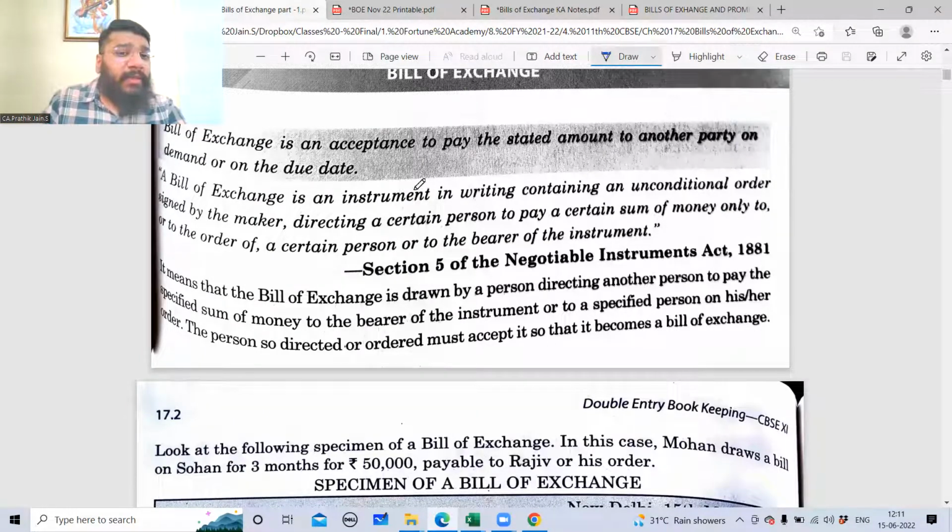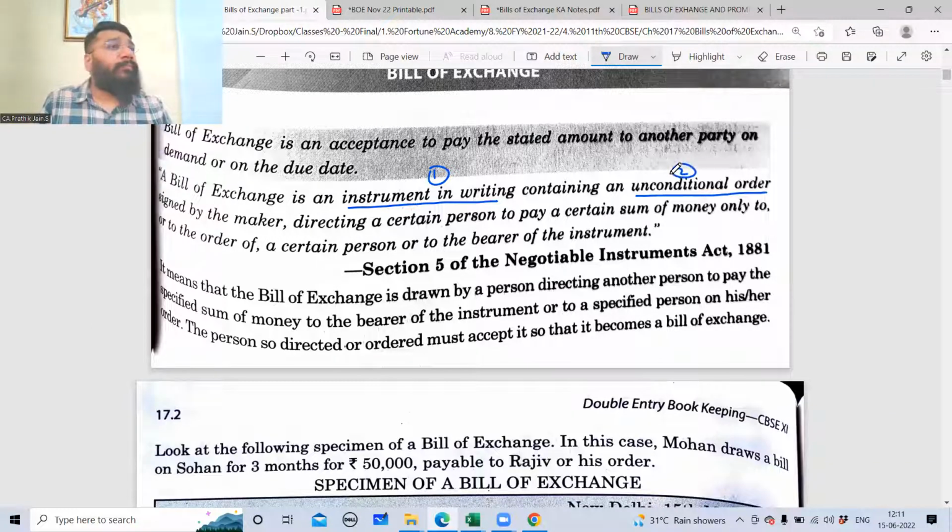A bill of exchange is an instrument in writing. So can I say that whatever we prepared, the document is in writing? So number one, it is an instrument in writing. Second, it contains an unconditional order. In the document, we will not request, please make me the payment, or can you please make me the payment. No. You have to make the payment on this date. It's an unconditional order. We are giving an order to whom? The customer, that he has to pay. And that order is unconditional.